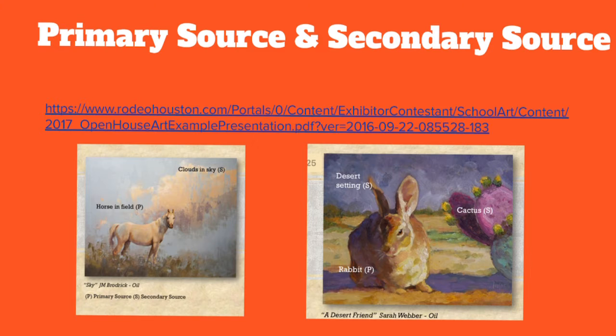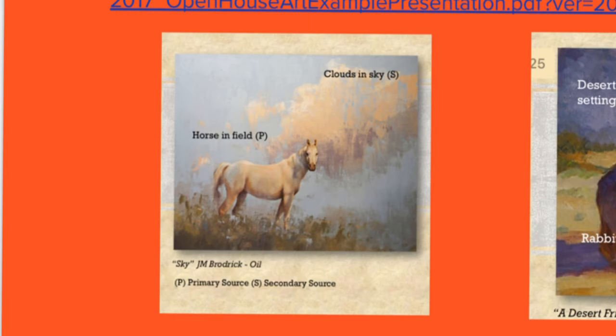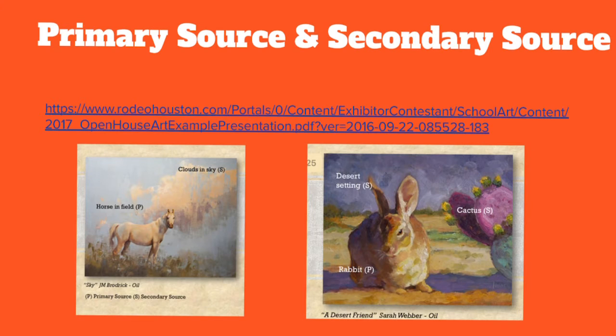Primary source is the main focus of your artwork. Secondary source is the stuff to the side or in the background. Okay, so this horse in this picture here, it's considered the primary source because it's the main focus of the image. And then the clouds are the secondary source. Same thing with this picture of the bunny to the right. The bunny itself is the primary source, and then the cactus is the secondary source. You can also see that in the image of the bunny, behind it is a desert landscape, and that is considered a secondary source as well.